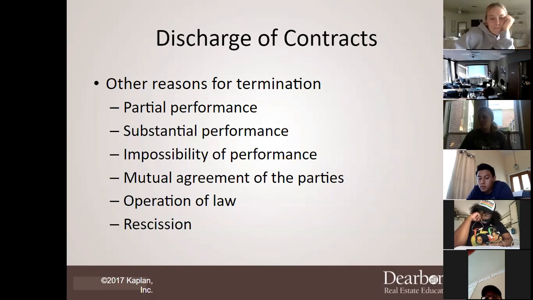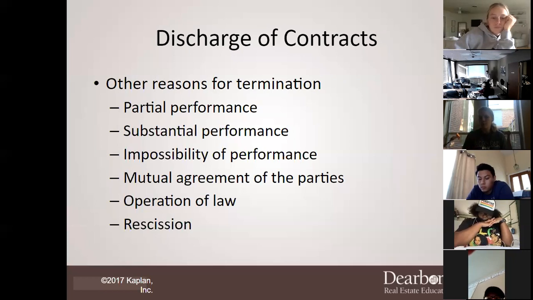Mutual agreement of the parties, of course, they both decide they want to terminate, they can terminate. Operation of law, that's if, like we went over earlier, if I were to buy the house to grow marijuana, if it's illegal, but then it becomes legal, I might be required to purchase the property under the contract. But since it is illegal in the state of Texas, you can terminate the contract because of that.